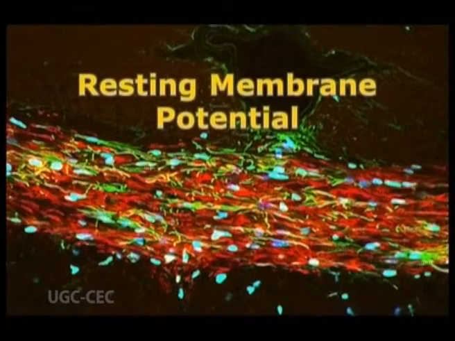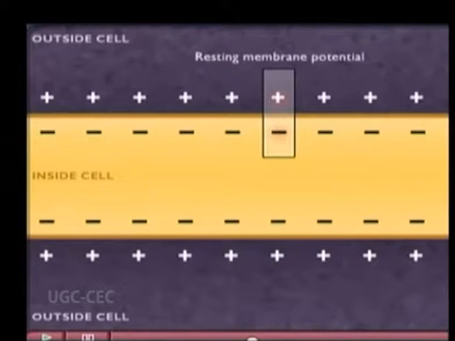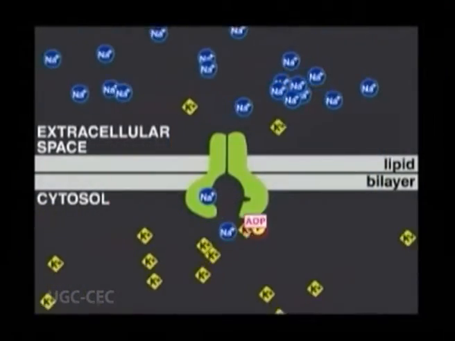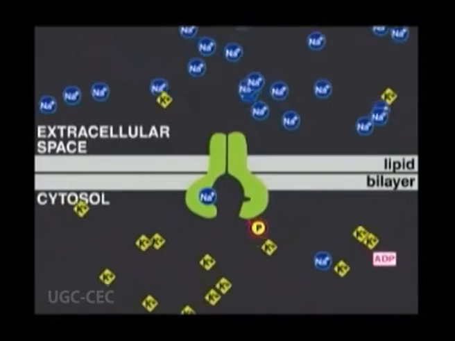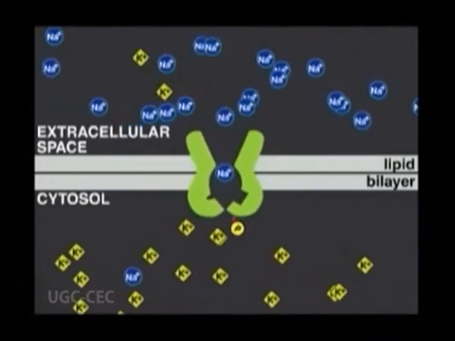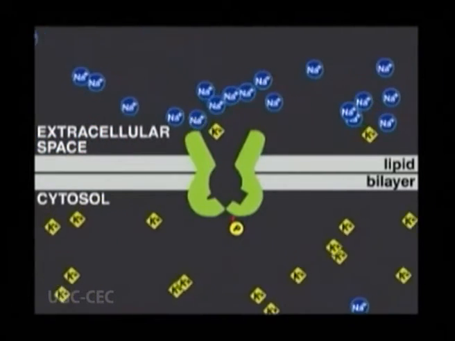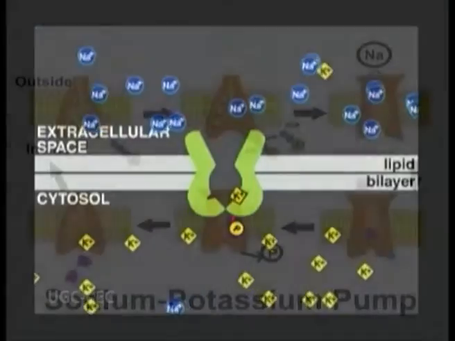The resting membrane potential. When a neuron is not sending a signal, it is at rest. The membrane is responsible for the different events that occur in a neuron. All animal cell membranes contain a protein pump called the sodium potassium pump. This uses the energy from ATP splitting to simultaneously pump 3 sodium ions out of the cell and 2 potassium ions in.